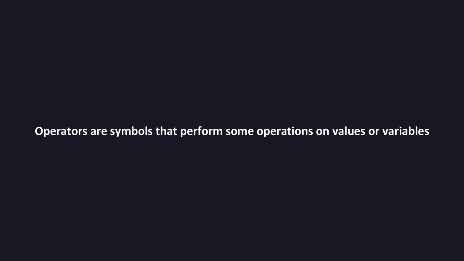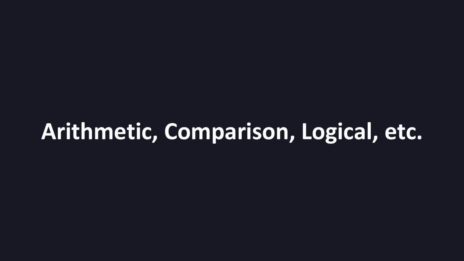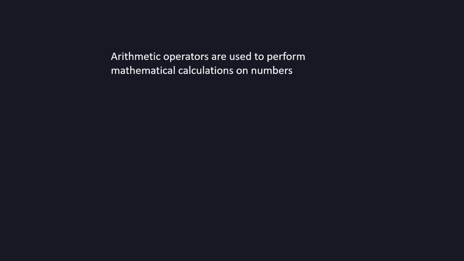Operators are symbols that perform some operations on values or variables. Python has many operators for different purposes, such as arithmetic, comparison, logical, etc. Arithmetic operators are used to perform mathematical calculations on numbers, either integers or floats.